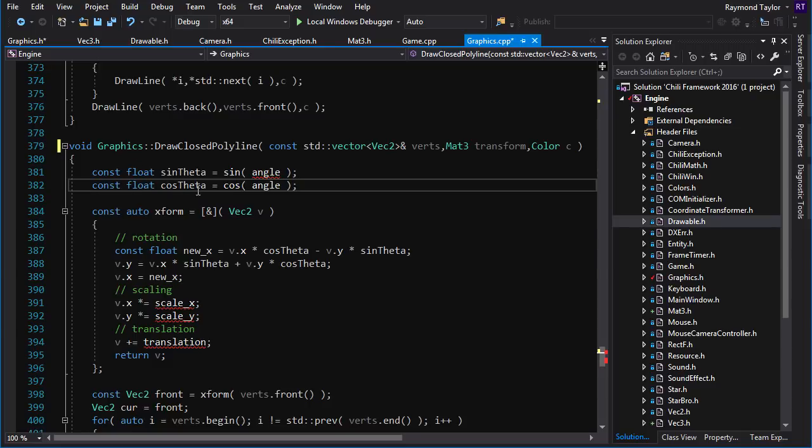So we don't need any of this stuff because all this sine and cos, that's all been encoded in the matrix.